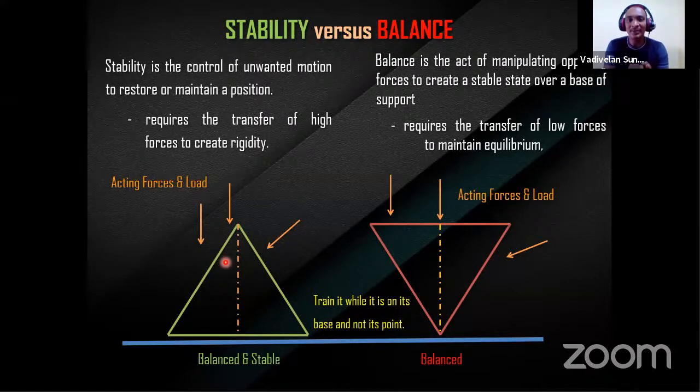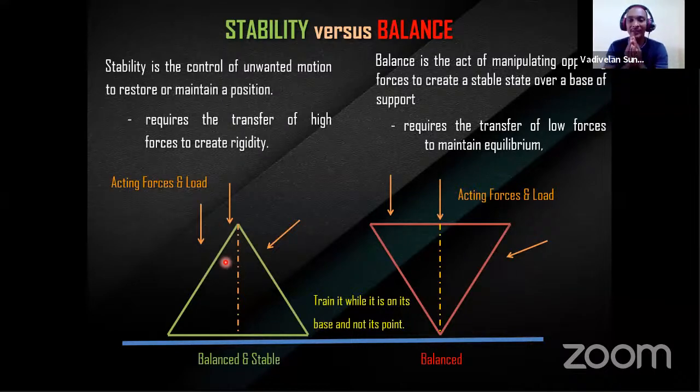Stability requires a transfer of high forces to create rigidity. When you throw, the body is rigid, and only then can I transfer the force to my hands. Coming to balance, it requires a transfer of low force to maintain the equilibrium. This is a low force to maintain the equilibrium.